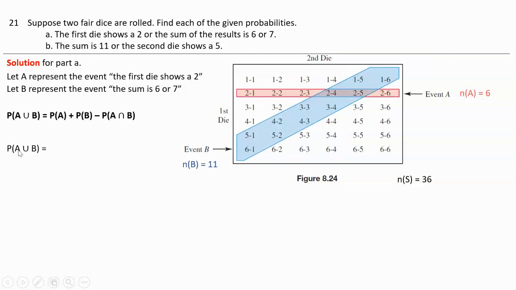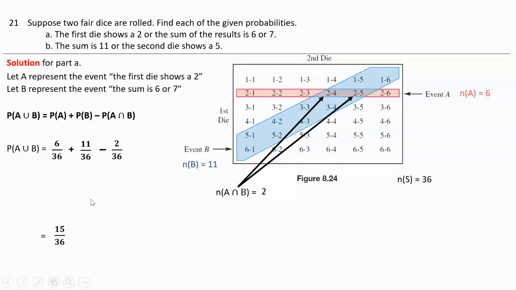So now the probability of A union B is going to be 6 over 36 for event A plus 11 over 36 for event B. And then this means where they intersect. So they intersect here. It's going to be 1, 2, so this is going to be 2. So it's going to be minus 2 over 36. So my solution will be 17 minus 2, which is 15 over 36. We simplify, it will be 5 over 12.